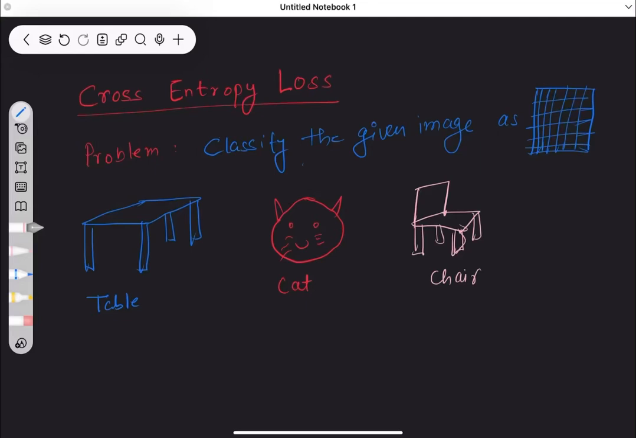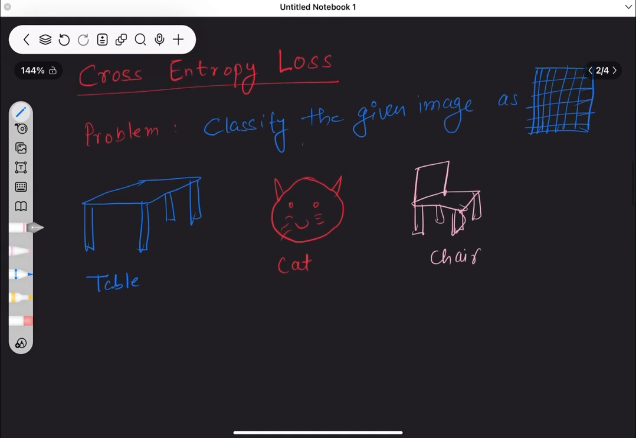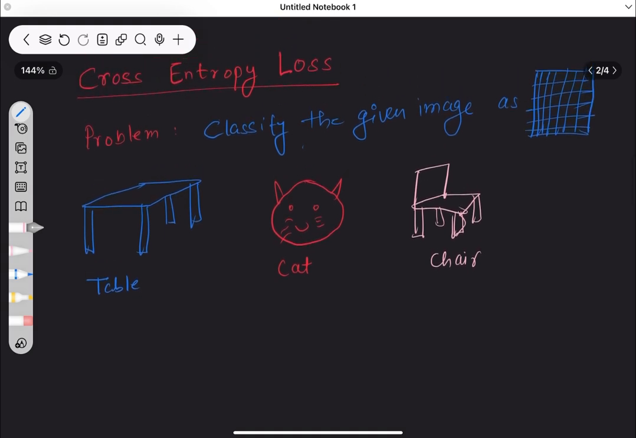So today we'll try to understand the cross entropy loss. The cross entropy loss is a commonly used function in machine learning, and it's particularly used for classification tasks. It measures the difference between two probability distributions, that is the true labels or the actual class labels, and the predicted probabilities by the model.